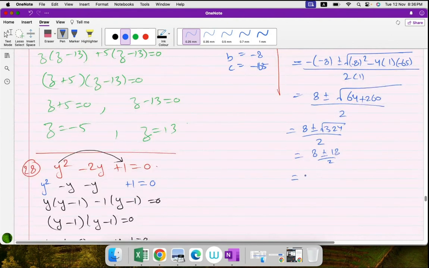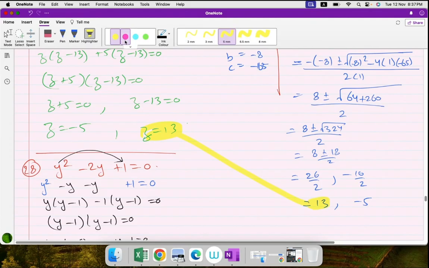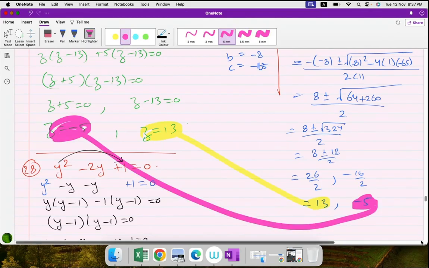Now 8 plus 18 is 26, and 8 minus 18 is minus 10. So this is 13 and minus 5. See, 13 and minus 5. Is that okay?